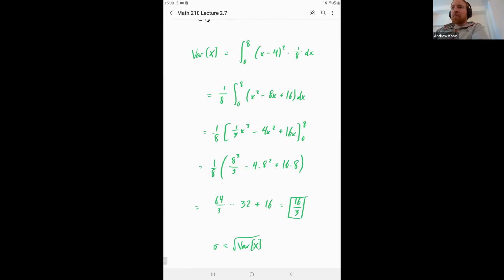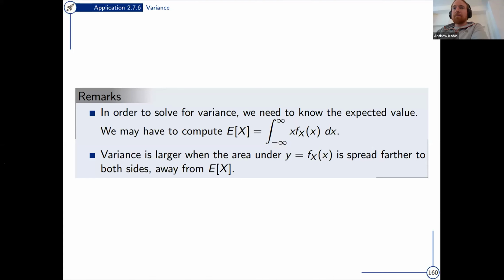All right, there's just a couple more things to wrap up. A couple takeaways from this, by the way. When we need to solve for variance, we first need to know the expected value. So we might have to compute this integral to find the expected value of our original variable. One thing that we saw graphically, but you can also deduce from the formula for variance, is that variance gets larger when the area under the graph is spread farther to both sides away from the mean.